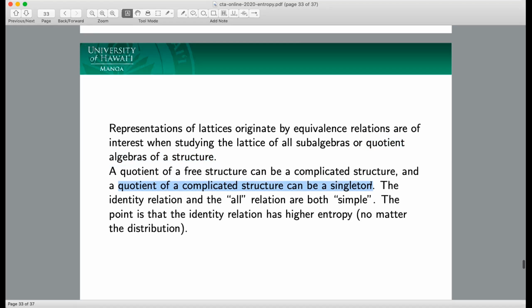So this use of these equivalence relations in computability theory, right? Maybe it's a little bit of a lucky stroke that representing lattices by equivalence relations was of interest for other reasons in other areas of math. But in computability, the identity relation leaves a lot of ways open, a lot of possibilities open, and so we can say that the entropy is higher.